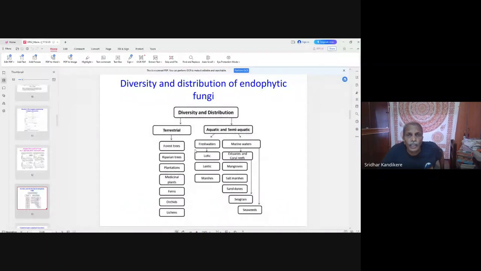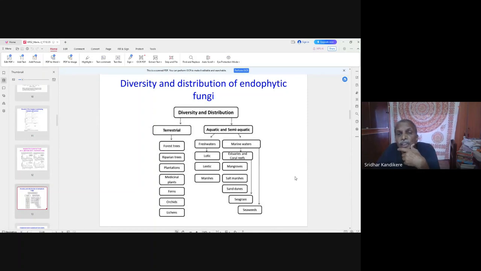So let us look into the diversity and distribution of endophytic fungi. Of course, Surinarayan is going to talk about that, but I'm not going to touch more upon this. If you look into the diversity and distribution of endophytic fungi, I'm not thinking only about the terrestrial region. There are so many ecosystems: forest trees, medicinal plants, ferns, orchids, and lichens. In aquatic, you can think of freshwater, lotic, lentic, and freshwater marshes. And if you think of marine waters, estuarine and coral reefs, mangroves, salt marshes, sand dunes, seagrass, and also seaweed.